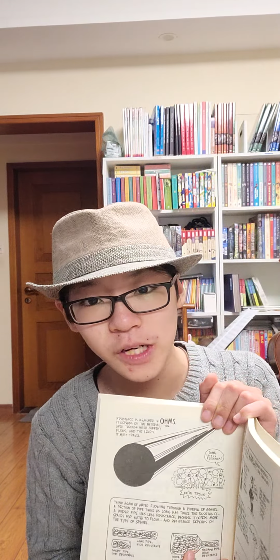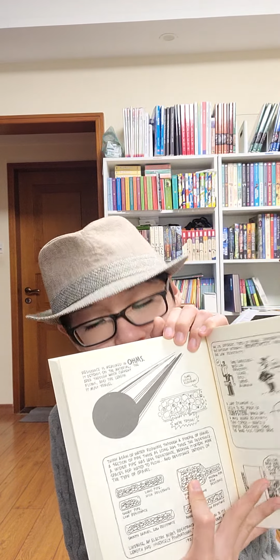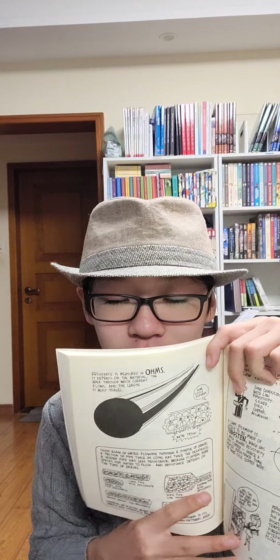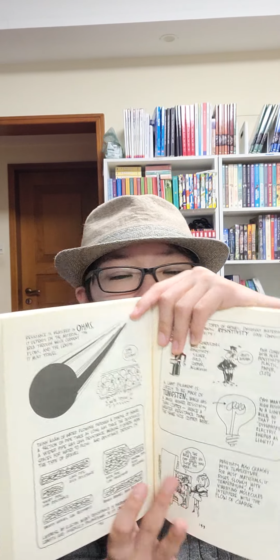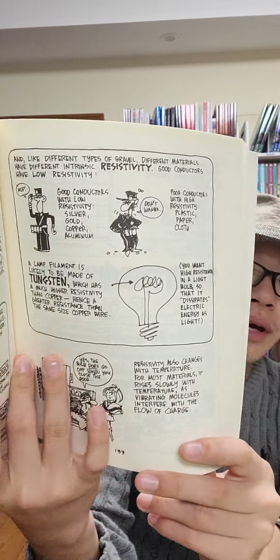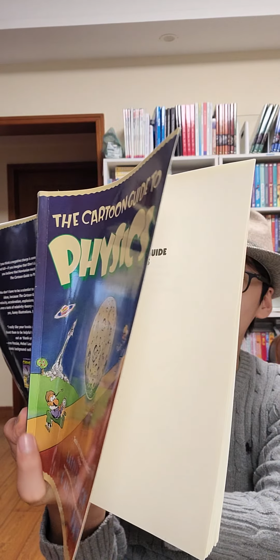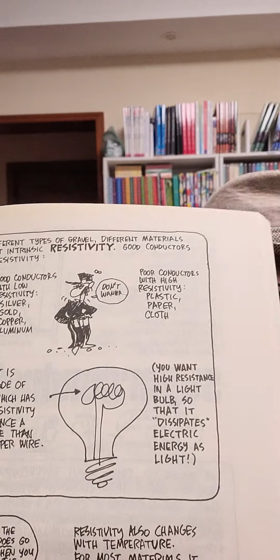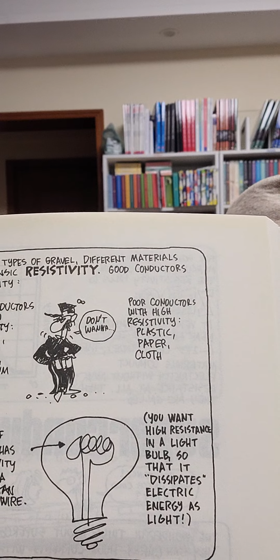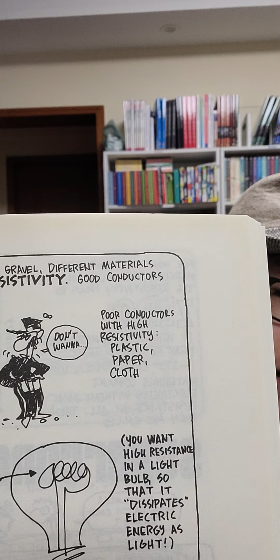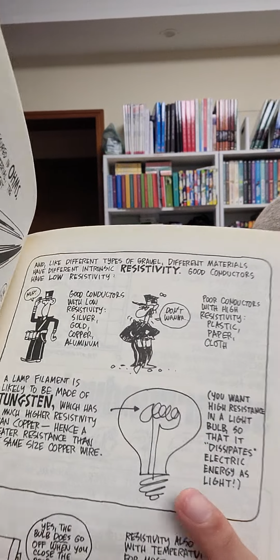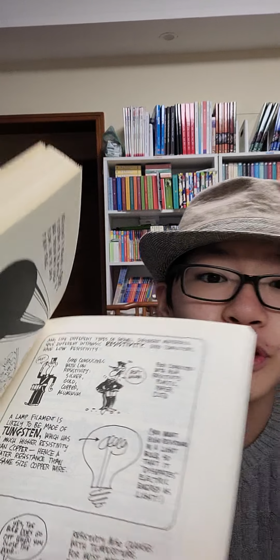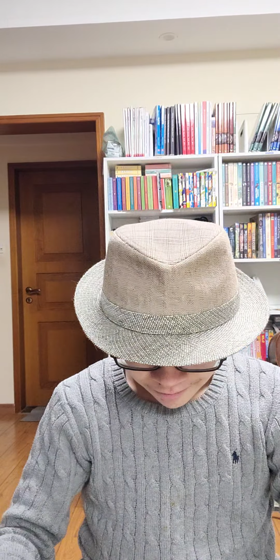And I'm not going to even talk about ohms, though they are pretty important. Ohms are just the units that we use to talk about resistivity. Good conductors are the ones like metals, silver, gold, copper, aluminum, while the bad conductors are things like paper, cloth, or plastic. And the filament in light bulbs is most likely made of tungsten because it's really, really good at conducting electricity and not breaking.